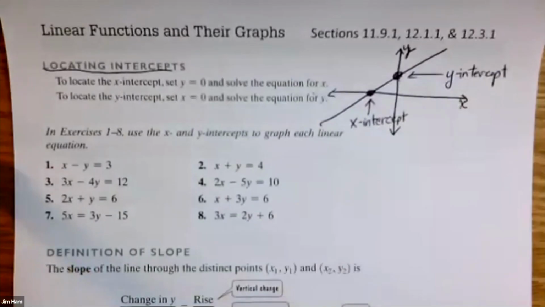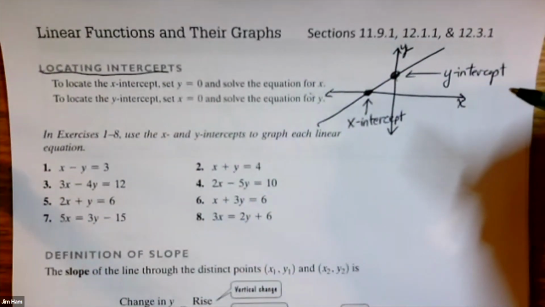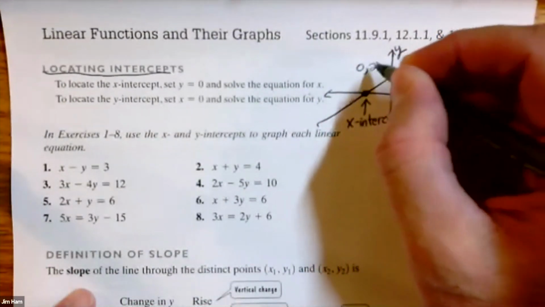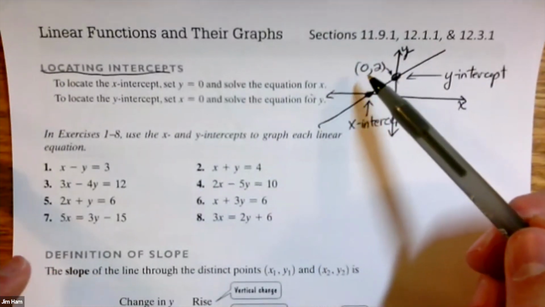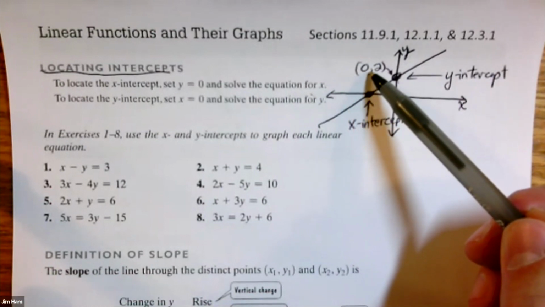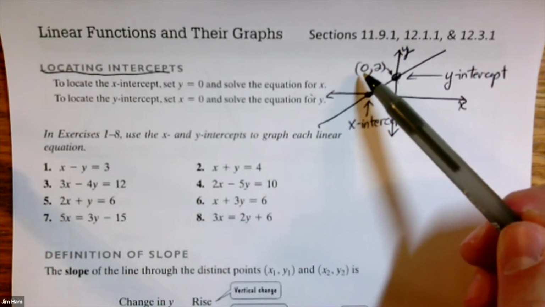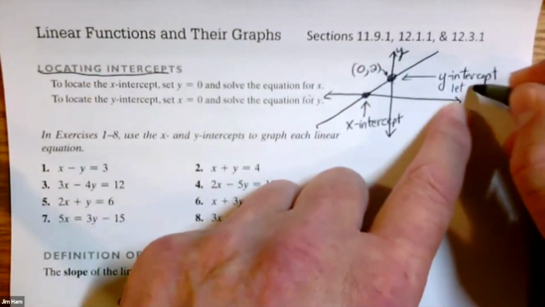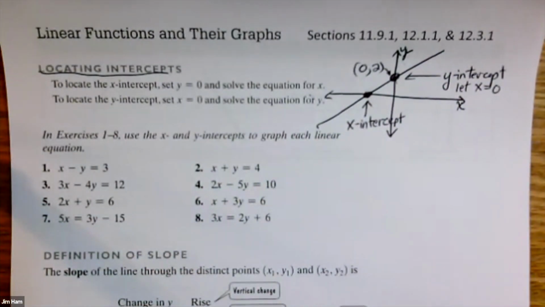All points that fall on the y-axis have an x-coordinate equal to 0. So for example, this one here might be the point (0, 2). What's similar about all points that fall on the x-axis is that the y-coordinate is equal to 0. So if you want to find the y-intercept, what we're going to do is let the x-coordinate equal 0, and then calculate the missing y.